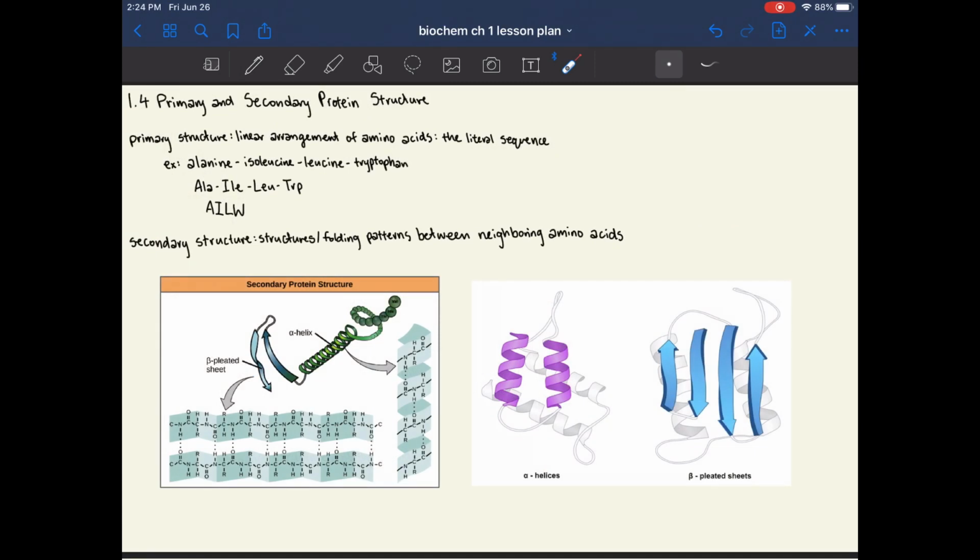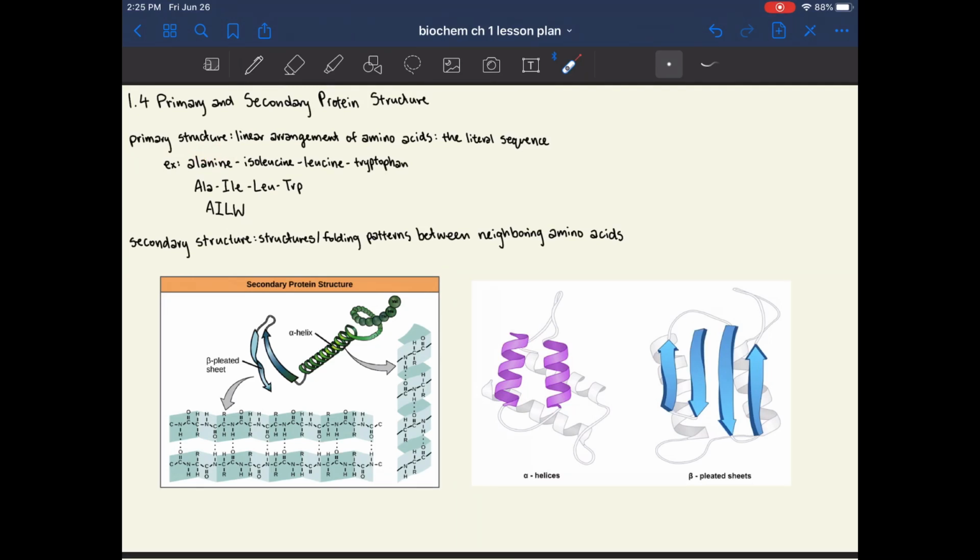Chapter 1.4 is all about primary and secondary protein structure. So proteins consist of hundreds or thousands of amino acids that all come together and fold in a very complex way in order to do one function, the function that the protein does. So these interactions between different residues are very complex, and so in biochemistry we separate them into 4 different types of interactions. The first is primary structure.